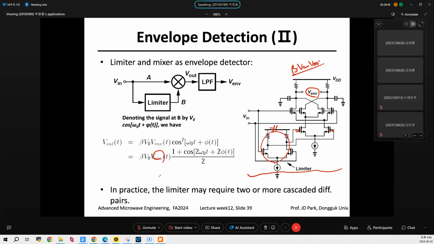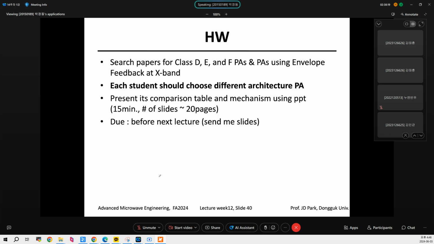All right, here is the homework. You guys need to search papers for class D, E, F, and power amplifiers using envelope feedback. Each student should choose a different architecture and discuss with each other. It should not be the same. For example, Taewon just chooses class E, Mingkyun chooses class D, Sunyeok chooses class F, and Dogan chooses maybe inverted class D.